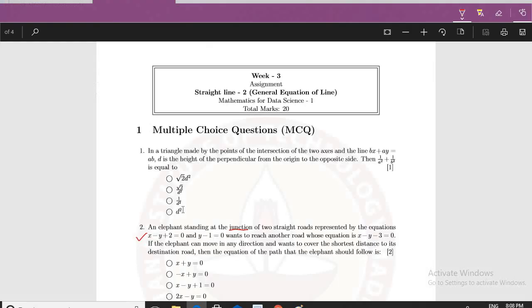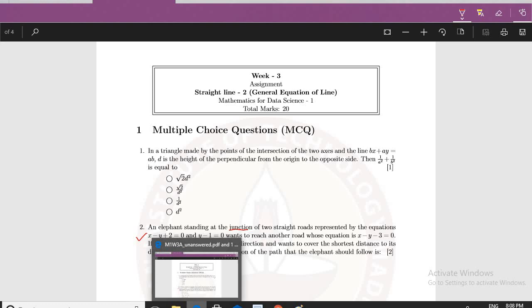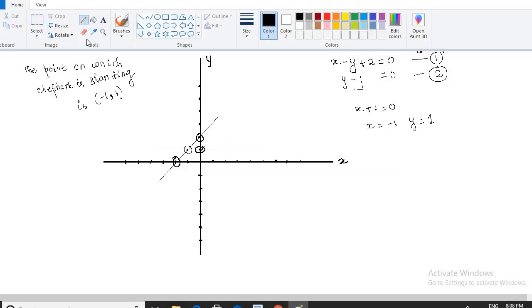Now let's read the second line. The second line says that the elephant wants to reach a road whose equation is given by this. Let's plot this line now, that is x minus y minus 3 is equal to 0. If you simplify this, this will be x minus y is equal to 3, and this will be x by 3 plus y by minus 3 is equal to 1. Let's plot this.